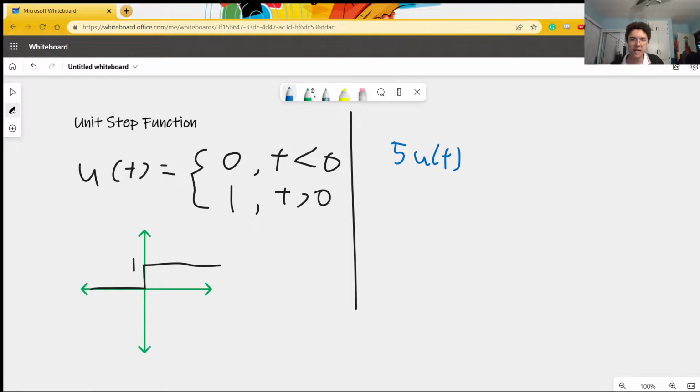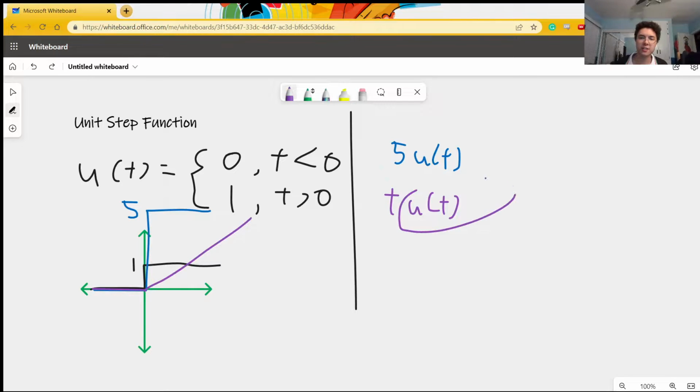For example, if we had 5u of t, then that would be modeled as being 0 until time equals 0, and then suddenly jumping up all the way to 5. I know that's a really terrible drawing, but there it is, right at 5. And it just goes on at 5 forever, because it turns on. At time equals 0, u of t becomes 1. So this is just 5 for t greater than 0.